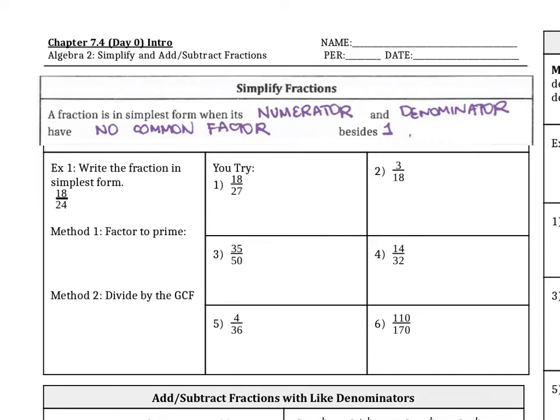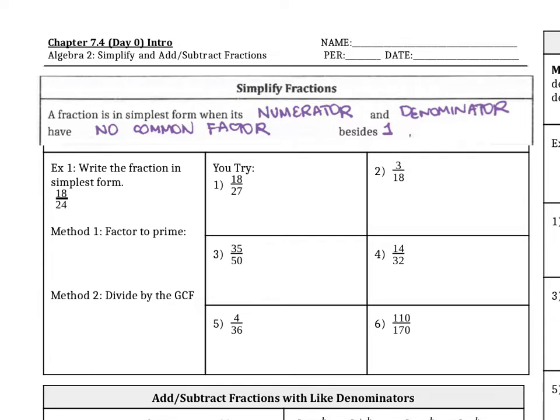Chapter 7.4 is a review in simplifying and adding and subtracting fractions. So first let's simplify fractions. A fraction is in simplest form when its numerator and denominator have no common factor besides 1. So example 1, we're going to write the fraction in simplest form.